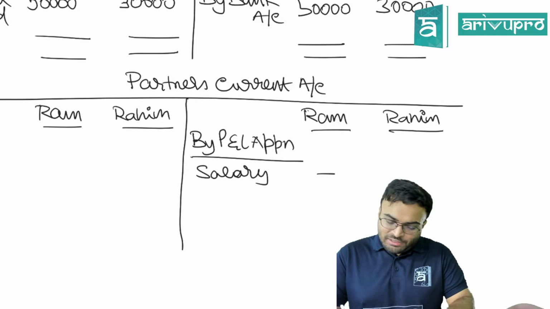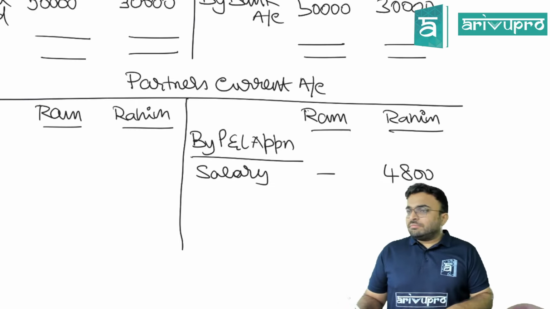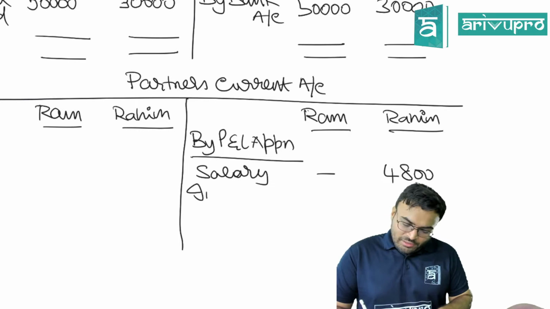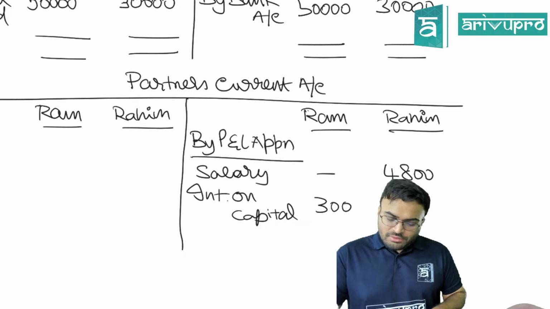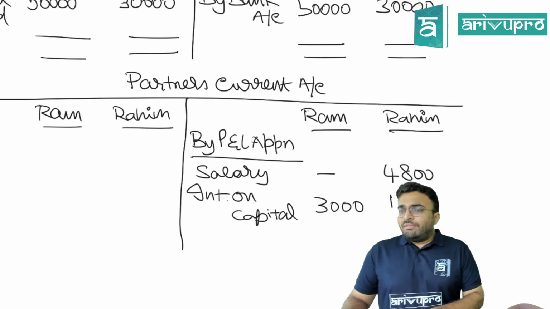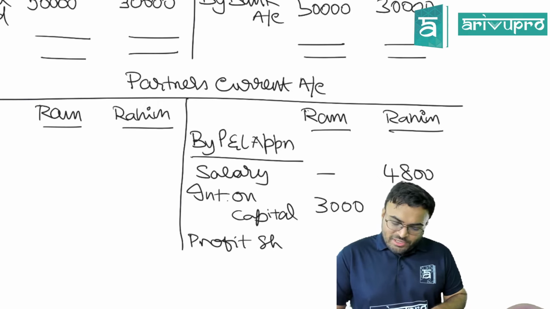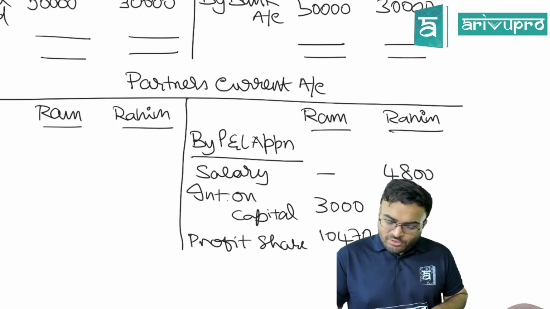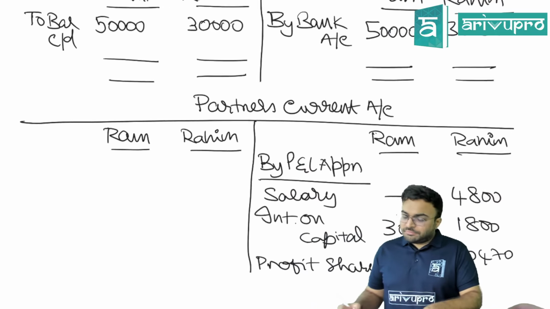How much was the salary? And then interest on capital. Interest on capital both got, right? How much was the interest on capital? 3,000 and then we had profit share. What is the profit share? 10,470, 10,470. Then what will be there on the debit side?